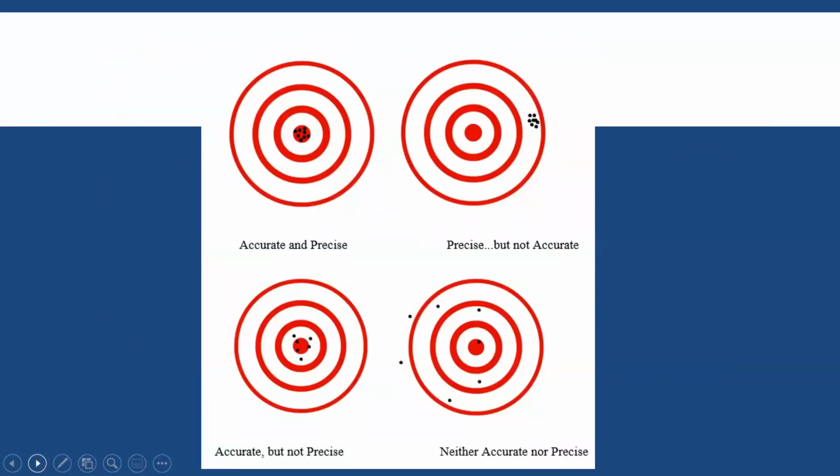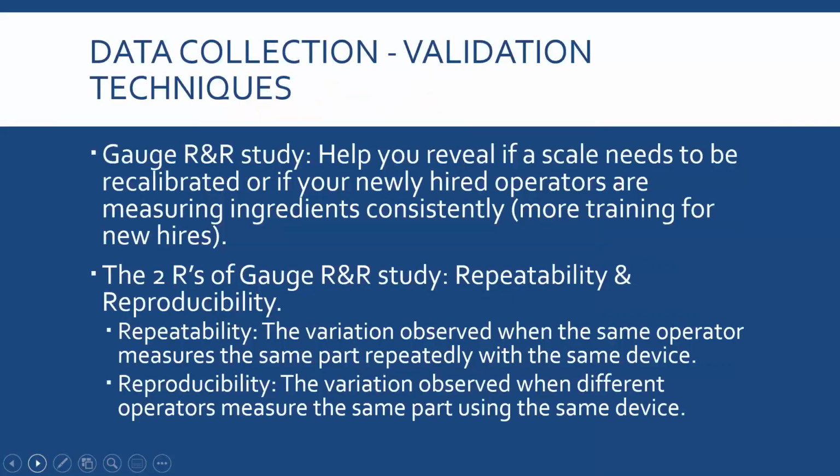This chart shows the difference between accuracy and precision. On the upper left, you will see accurate and precise. On the upper right, precise but not accurate. On the lower left, accurate but not precise. On the lower right, neither accurate nor precise. This is just to give you an idea of the difference between accuracy and precision.